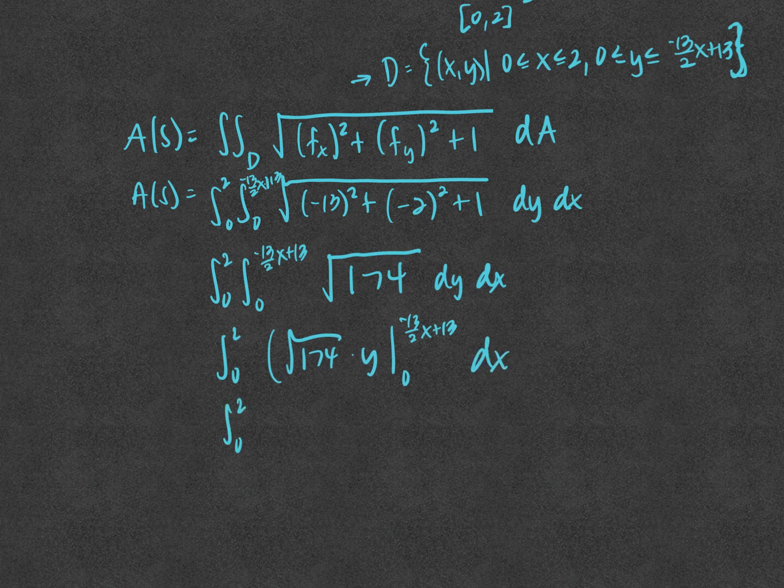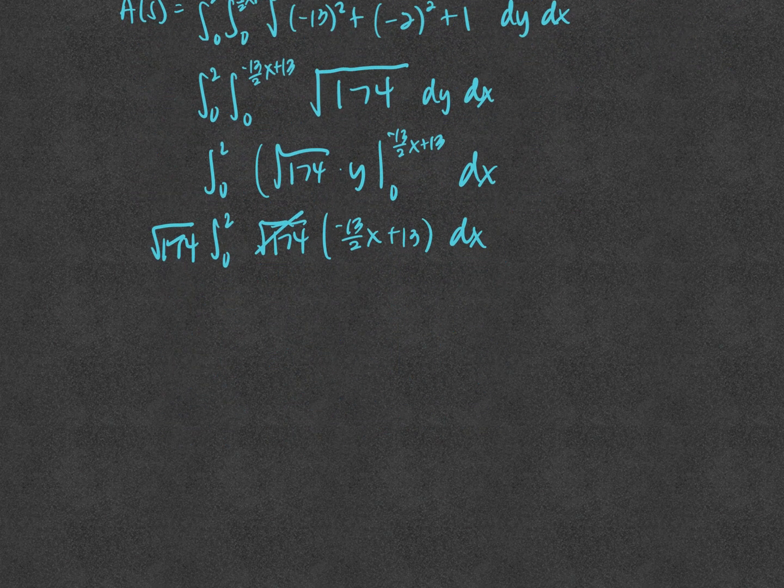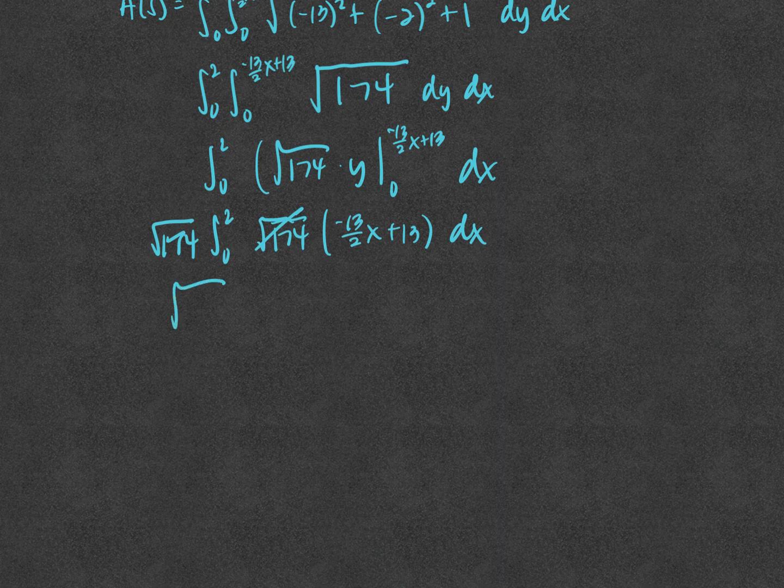So the integral from 0 to 2, the square root of 174, parentheses, negative 13 over 2x plus 13 minus 0 with respect to x. Now I'm going to pull the square root of 174 out. We just have a pretty binomial here so we can integrate. When we integrate negative 13 over 2, we get an x squared and a 1/2. So we have negative 13 over 4x to the second plus 13x from 0 to 2.